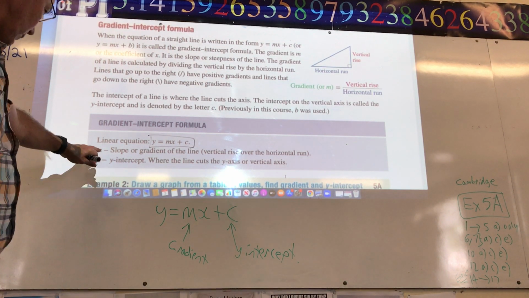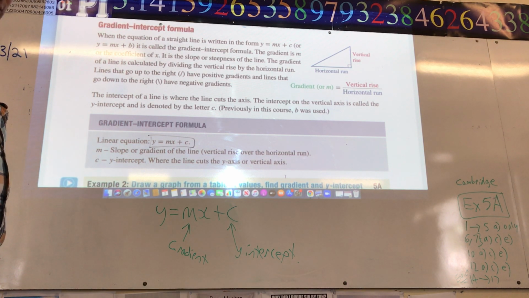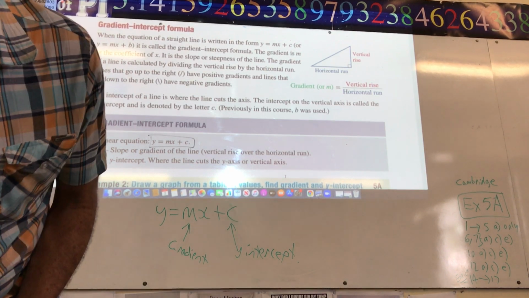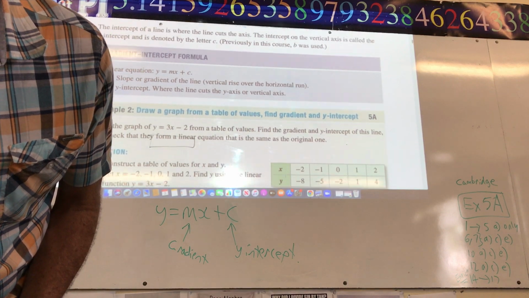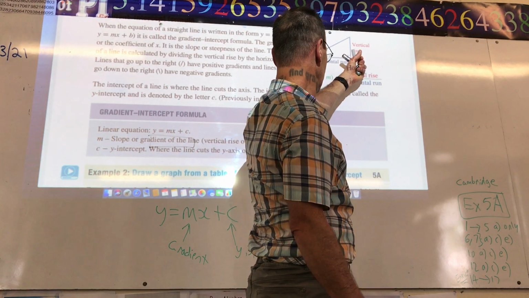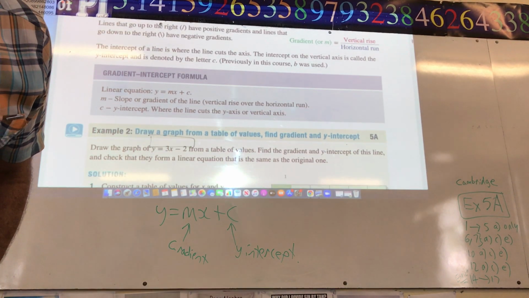By the way, the gradient is also called slope, so they use both words. At university, they actually use slope all the time. They don't like the word gradient. Anyway, let's look at some questions using those two things. Oh, of course, remember, the gradient equals rise over run. So it's like a fraction most of the time.